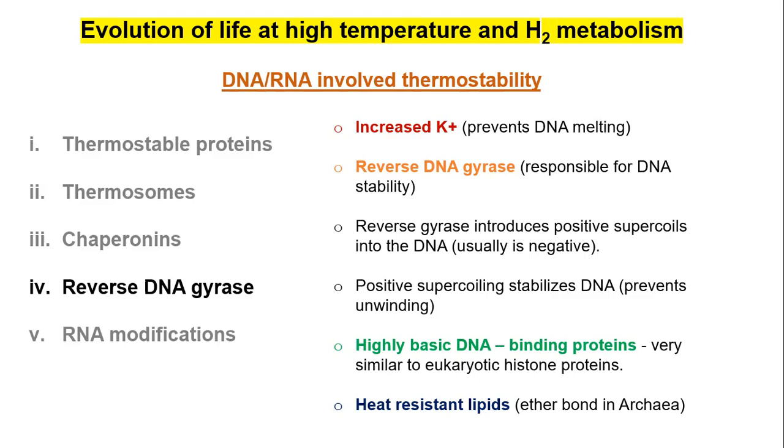There are highly basic DNA binding proteins. So what does highly basic mean? Which amino acids must it have if it's highly basic? Lysine, highly basic, yeah. Arginine, lysine. So yeah, those are the most important. So highly basic amino acids. That's the point. So it binds DNA.